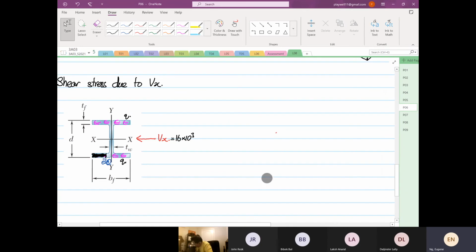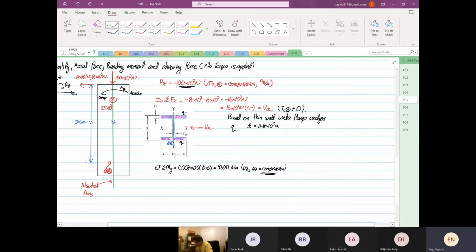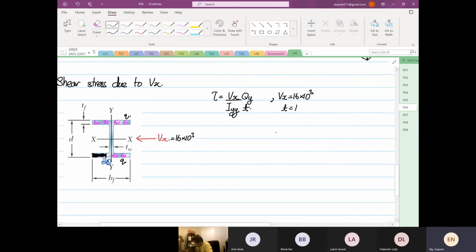Okay. So you look over here. So we know that we are going to use Vx. So the shear stress is equal to Vx over Iyy, right? Qy divided by T, right? So we already know that Vx is equal to 16 times 10 to the power 3, right? The thickness on its own is equal to, we have written the thickness earlier. The thickness is 11.8 times 10 to the power minus 3 meters. Okay, so that is your thickness.